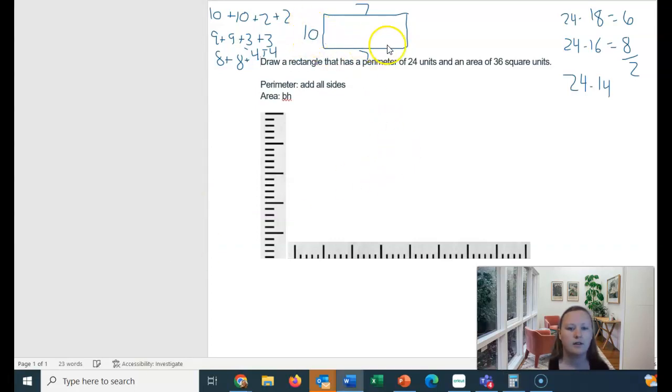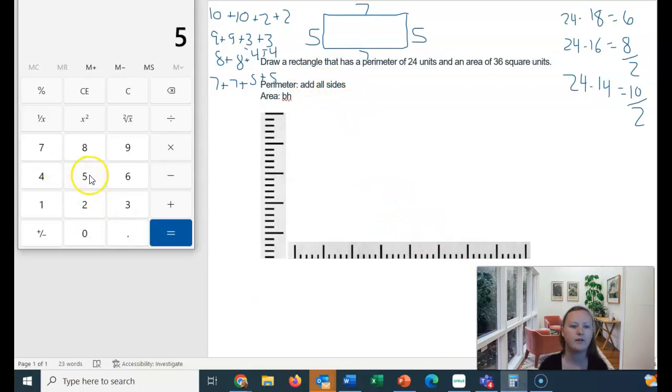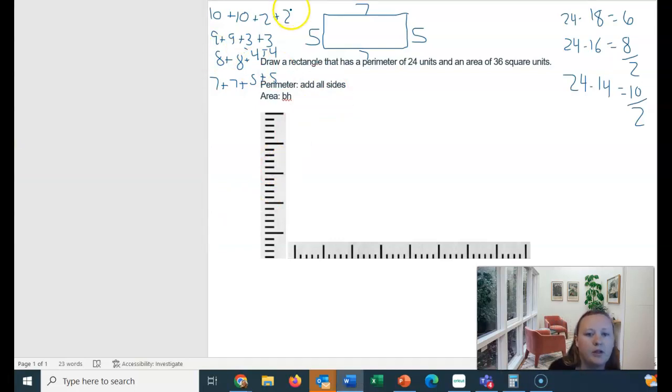Well, hang on. We need half of 10. Divide by 2. 10 divided by 2 equals 5. So let's put 5 on this side and 5 on this side. Now we have 7 plus 7 plus 5 plus 5. Now let's see if the area is 36. So we're going to do 5 times 7. We're going to get 35. Whew, that's close, but not yet. All right, let's try again.